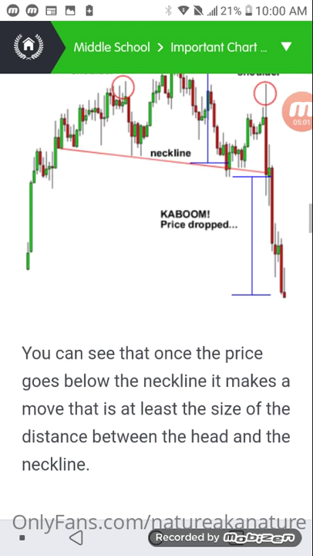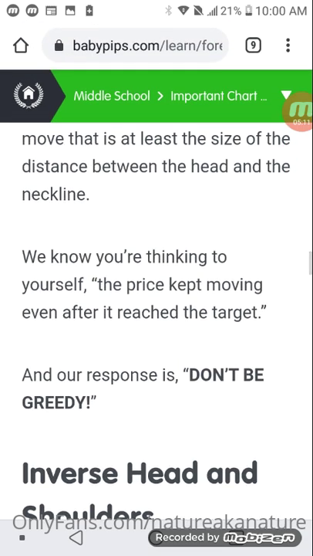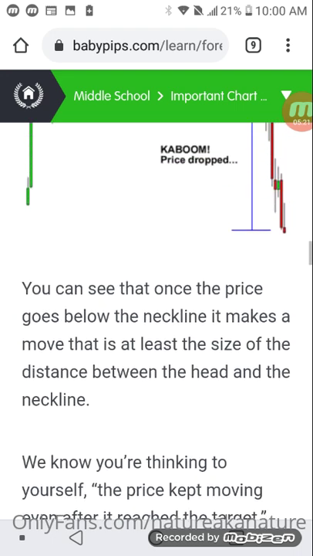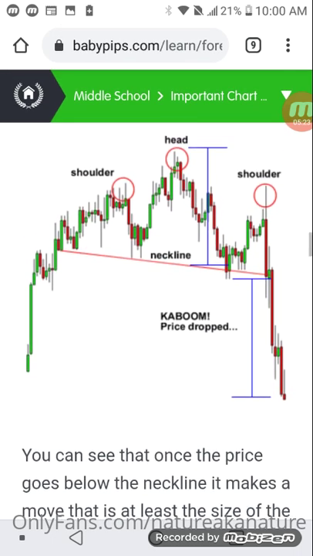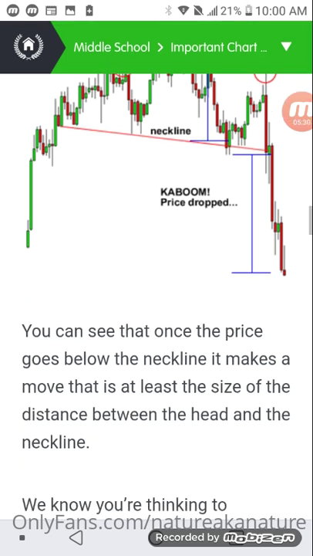You can see that once price goes below the neckline, it makes a move that is at least the size of the distance between the head and the neckline. Okay? So we know you're thinking to yourself, the price keeps moving even after it reaches that target. My response is don't be greedy. Take profit, take your money, and close the trade, and see what price is going to do next. Don't be greedy, okay?